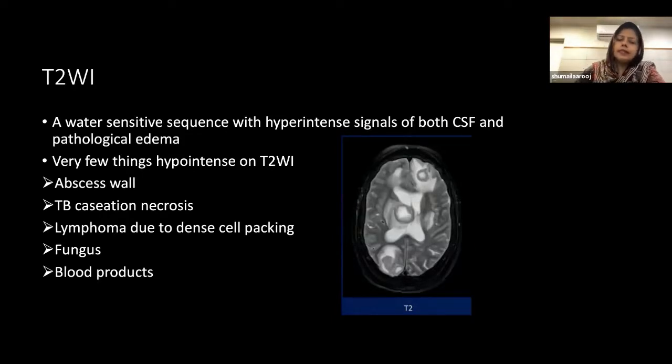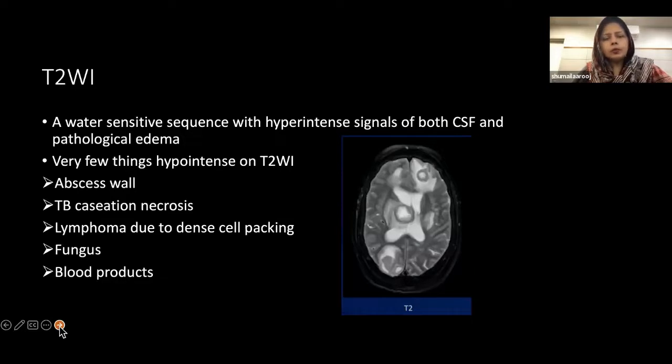For example, in this case, the wall of this abscess is hypointense on T2 weighted images. Similarly, the internal contents of this are also hypointense on T2. So the caseation necrosis of TB also appears hypointense. Similarly, lymphomas have dense cell packing and at times appear hypointense on T2. The fungus has certain heavy metals which return low T2 signals, and similarly blood products, according to their various stages and ages, also appear hypointense on T2.